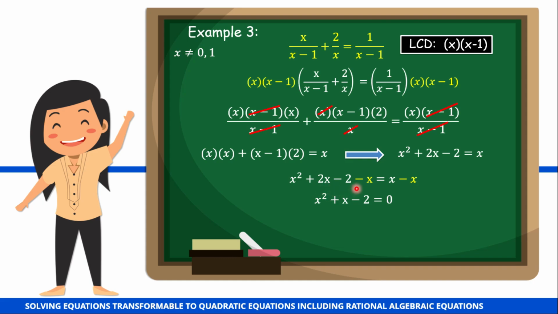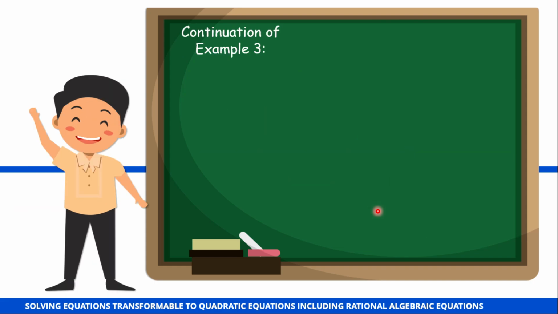Tapos 2x minus x, answer is positive x. Kopyahin lang natin yung ating negative 2. Ang ating equation ay x squared plus x minus 2 is equal to 0. Maaari na nating isolve ang ating nakuhang quadratic equation.